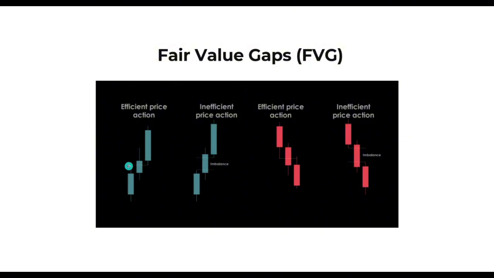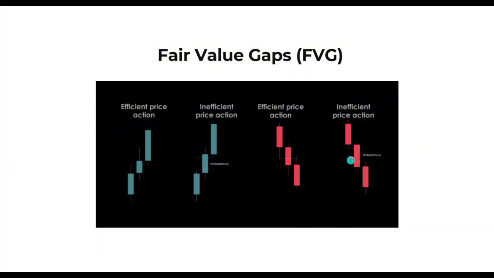Now, if you look here, the wick high of this first candle and the wick low of the third candle, there is no space between them. So we don't have a fair value gap here. This is where we have the fair value gap present, because there's a gap between the wick high of the first candle and the wick low of the third candle. This is what we refer to as a fair value gap.